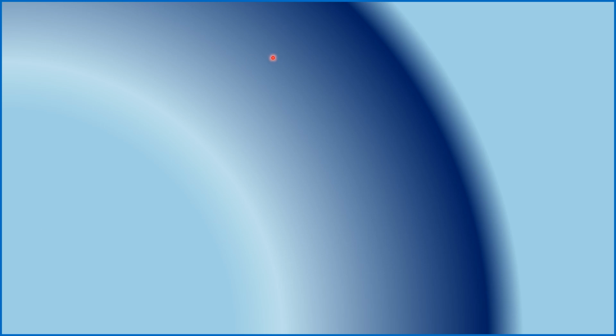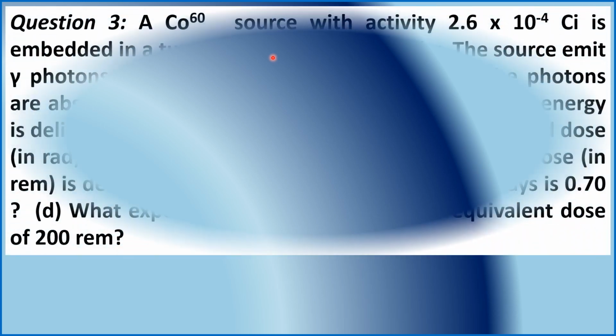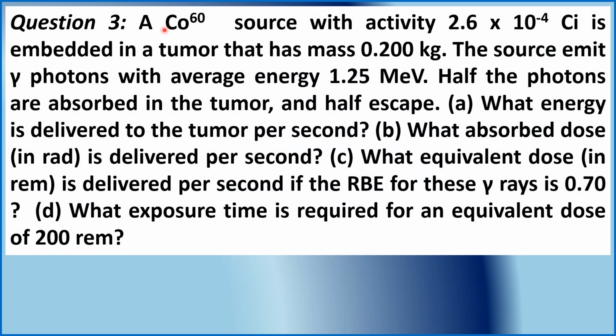For our last question, question number 3: a cobalt-60 source with activity 2.6 times 10 to the negative 4 curie is embedded in a tumor that has mass 0.200 kilograms. The source emits gamma photons with average energy 1.25 million electron volts. Half the photons are absorbed in the tumor and half escape. Question letter A. What energy is delivered to the tumor per second?